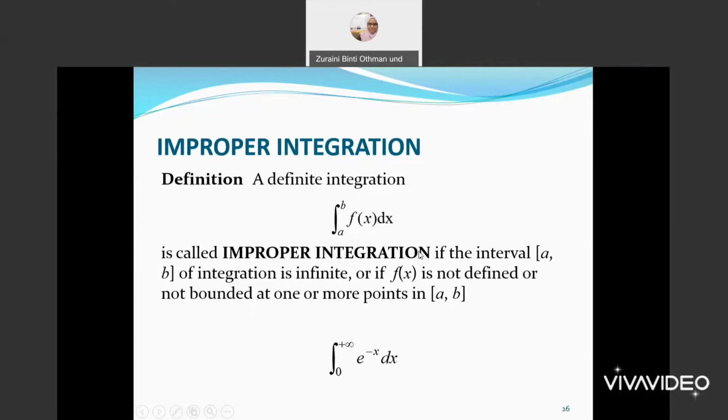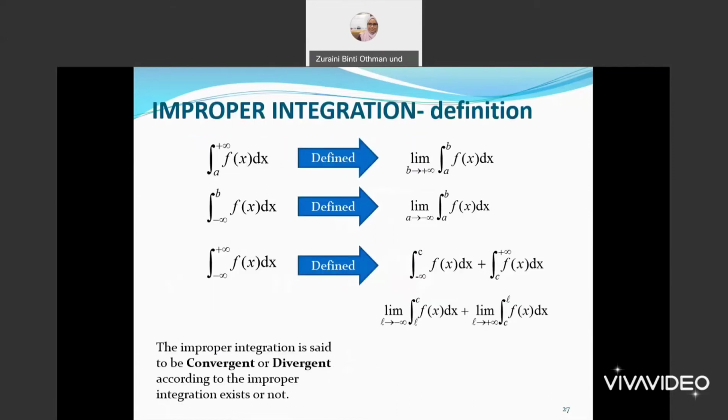Okay, it is also improper integration if the interval AB of integration is infinite, or if f(x) is not defined or not bounded at one or more points in A, B. Okay, this is the example. It's not 0 to 5 or 0 to 3, not a number, but they put a symbol there, which is infinity, whether it is positive infinity or negative infinity. How can we answer this kind of question?